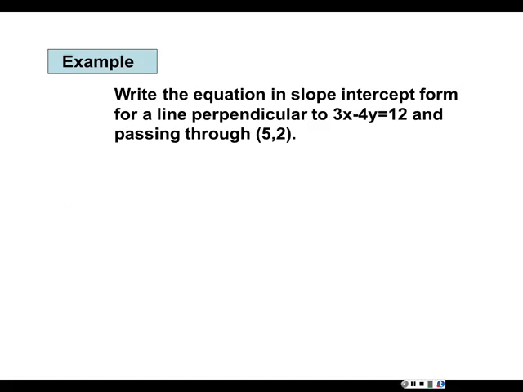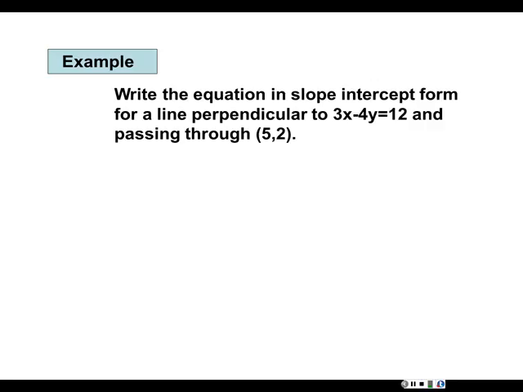The equation is 3x minus 4y equals 12. I'm doing it a little bit fast, but I think we know how to do that. I'm dividing by 4, so it will be y equals 3 over 4 x minus 3. All right, so at this point, what is the slope? 3 over 4, right?